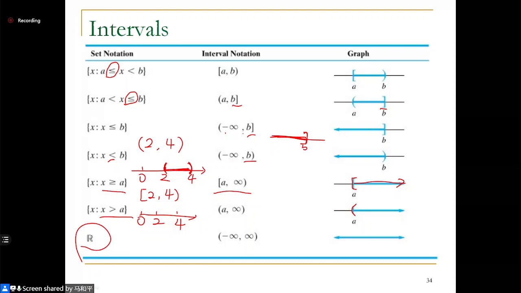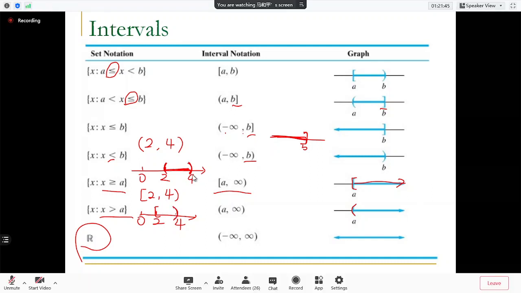This is not an open interval. For the closed interval, this means this is x. We write like this, draw like this.